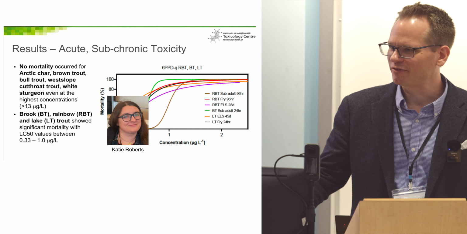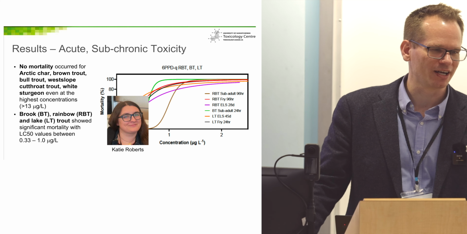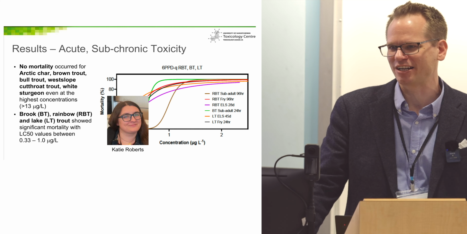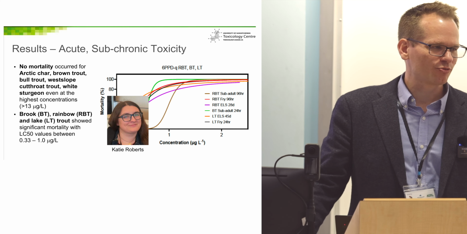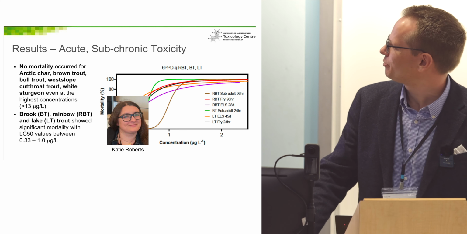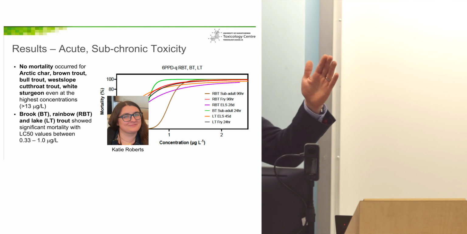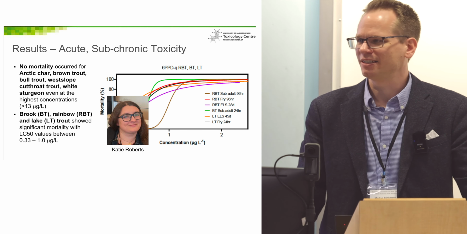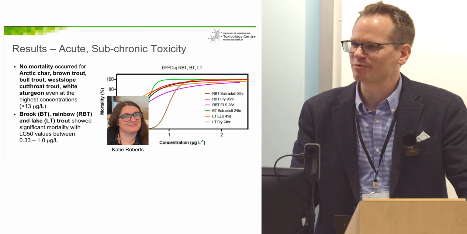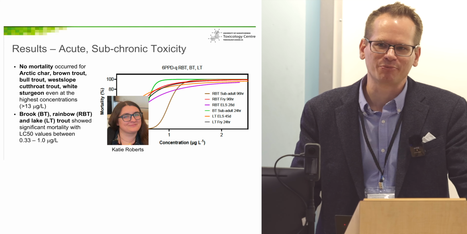Now, brook trout, rainbow trout, and lake trout were quite different. They showed significant mortalities with those median lethal concentrations, or LC50s, of 0.33 to about 1 microgram per liter. So you see that here in this range, basically. They all fall within that range between very little, a couple nanograms per liter, up to 1 microgram per liter.